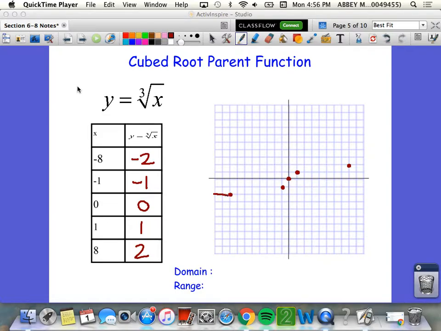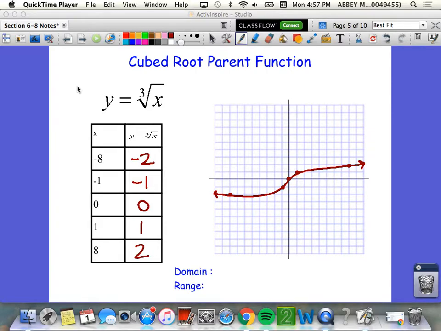And as you can see here, this makes a sideways cubic. Okay, just like a square root made a sideways parabola, the cube root makes a sideways cubic. So it literally looks like x cubed and you just turned it on its side.